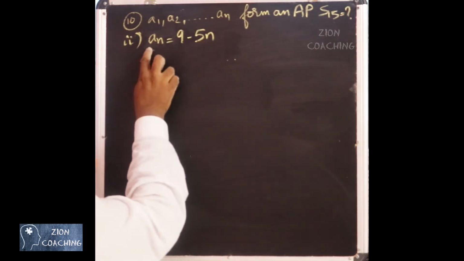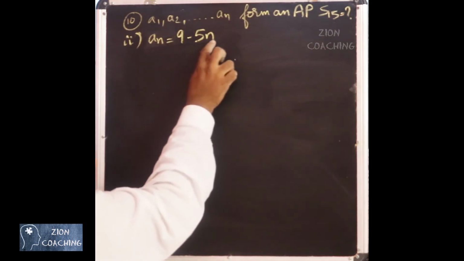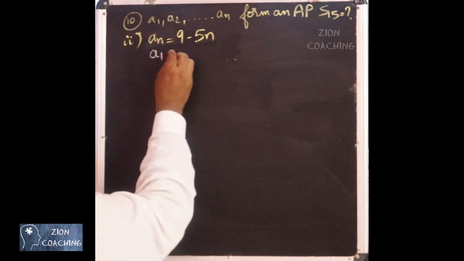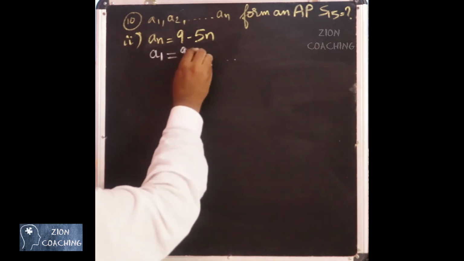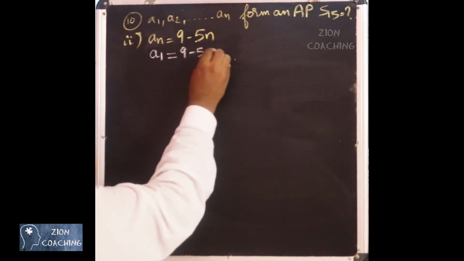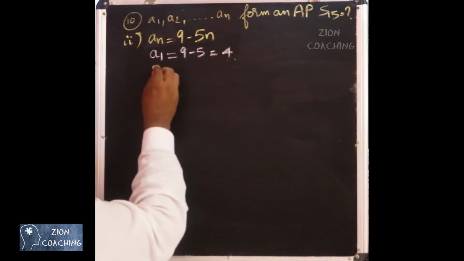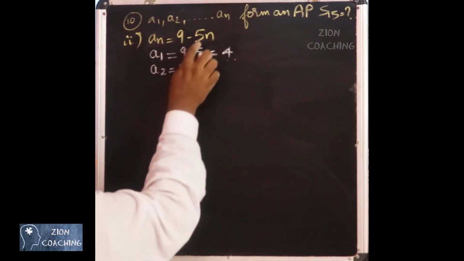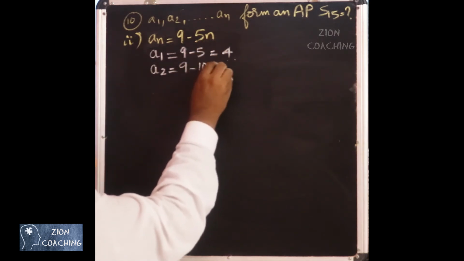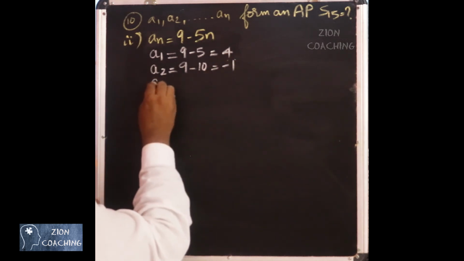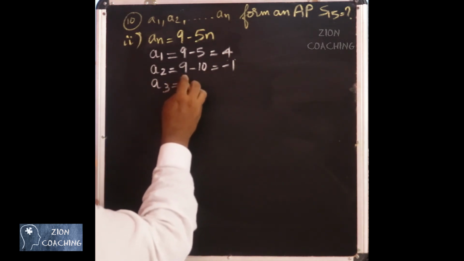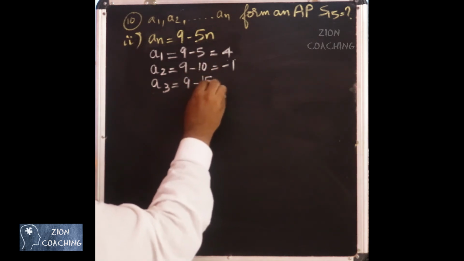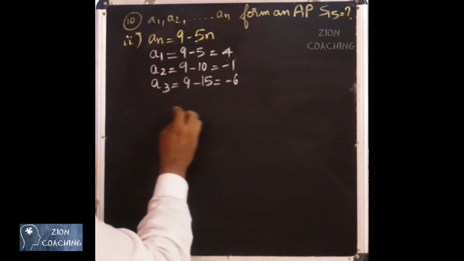The general form is given. An is equal to 9 minus 5n. So we are going to find the first term. N takes the value 1. It is going to be 9 minus 5 into 1, which is 5. So the first term is going to be 4. When we are finding the second term, we will have 9 minus 5 into 2, that is 10. 9 minus 10 is going to be minus 1. Then your third term is going to be 9 minus 5 into 3, that is 15. So we are going to have minus 6.